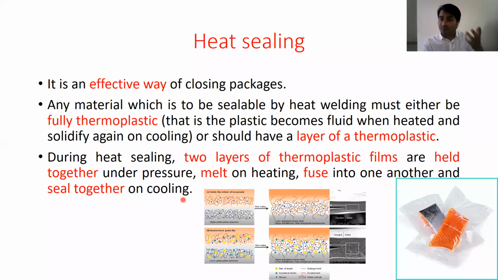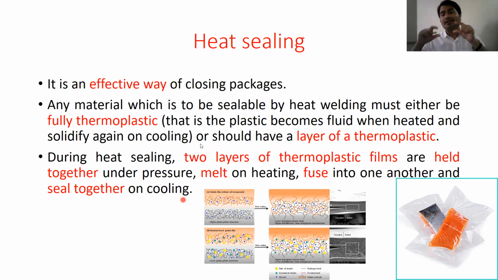If it is not fully thermoplastic, then we have to apply a layer of thermoplastic over the film, which does not melt at the time of heating. So in such types of packaging materials, we have to apply a layer of thermoplastic film, or we can also use laminates, which are thermoplastics. If we apply heat, it will melt, and at the time of cooling, it will form a seal. It will join.